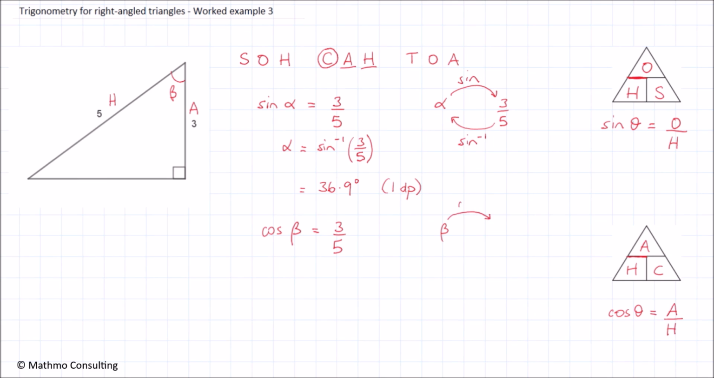We apply the cosine function to it to get 3/5. And so to undo the cosine function, we apply the inverse cosine function. And so beta is equal to the inverse cosine of 3/5, which is 53.1 degrees to 1 decimal place.